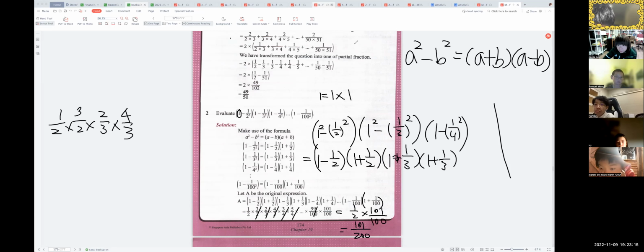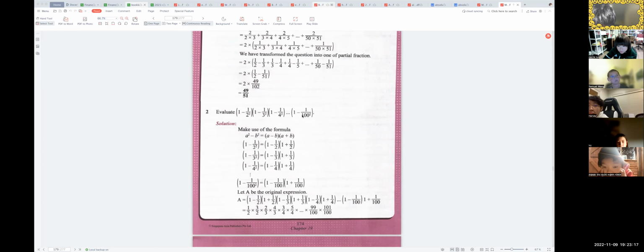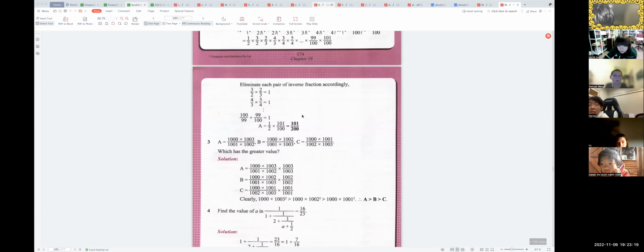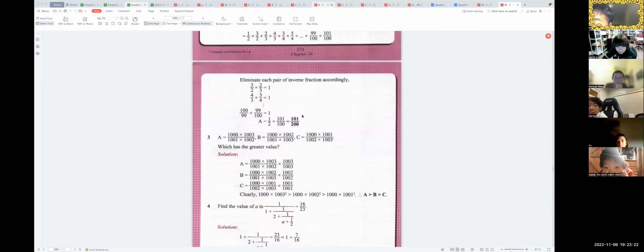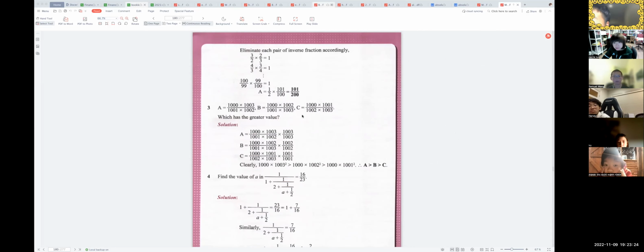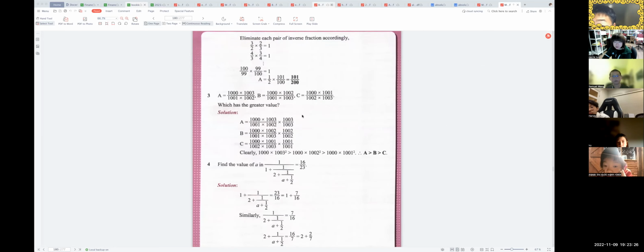Okay, understand everybody? So this is almost the hardest question for today. Let's take a look at this one. Number 3 is easy. I give you A, B, and C, so there are 3 numbers. A equals 1,000 times 103. Obviously these are 3 numbers with different denominators and different numerators. So how do we compare these 3 numbers, which one is the biggest? That is a question that we need to think about.